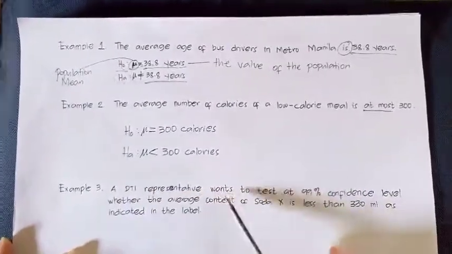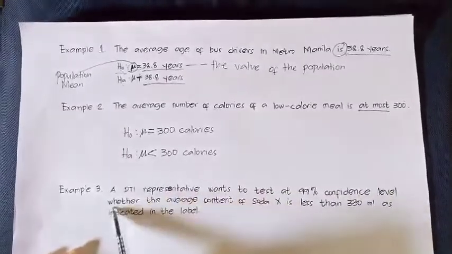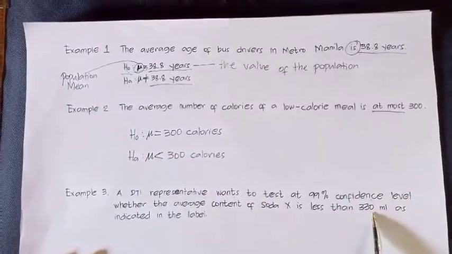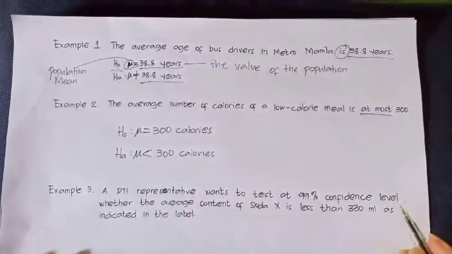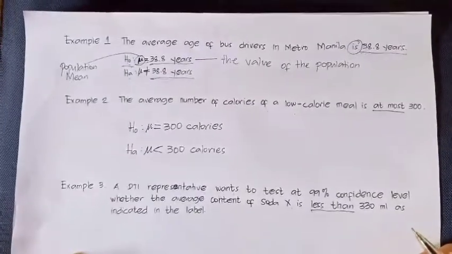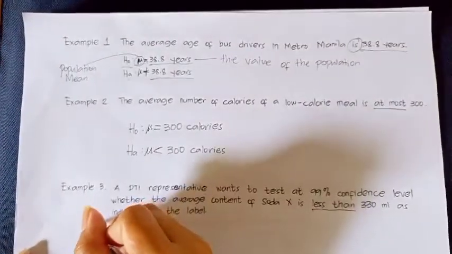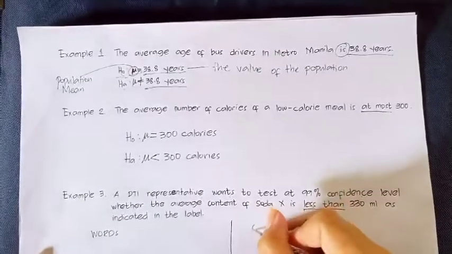Let's move to example 3. A DTI representative wants to test at 99% confidence level whether the average content of soda X is less than 330 ml as indicated in the label. So there is the phrase less than. We can write the null and alternative hypothesis in words and symbols.